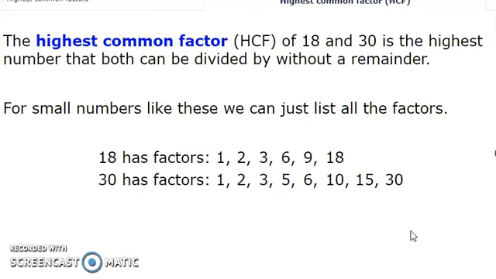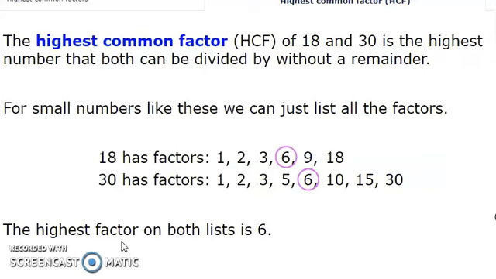Now you have to see the common factors. So 1, 2, 3, 6. These are common factors. And 6 being the highest among the common factors, the highest common factor for 18 and 30 would be 6. Highest common factor in both lists is 6.